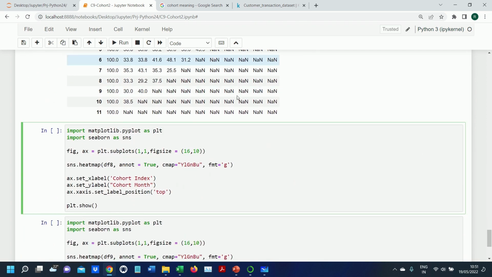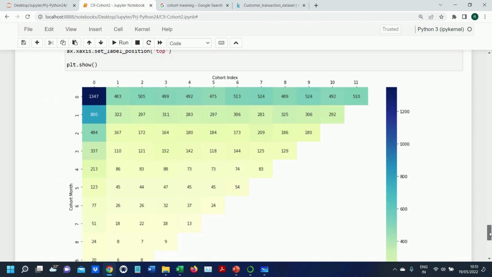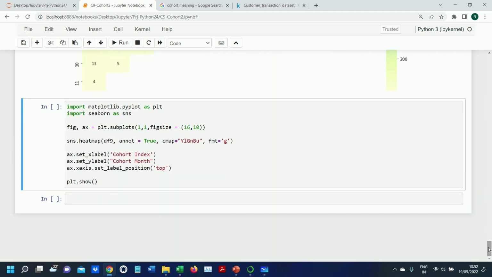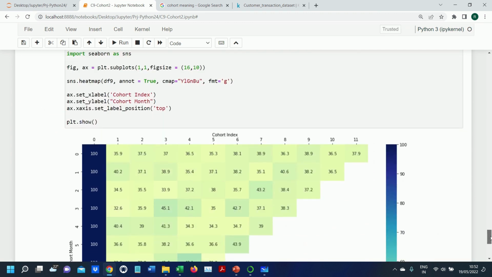Now the first graph, let's put it in a plot. It is very easy for the business to understand. In the cohort month, of 1347 people, 483 have been retained, and 510 are retained till month 11. That's good. And let's put the same thing in percentage in a heat map and see how it looks.